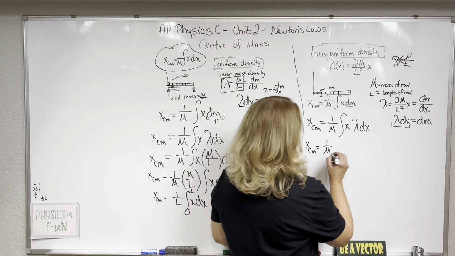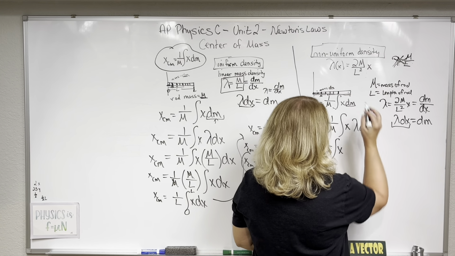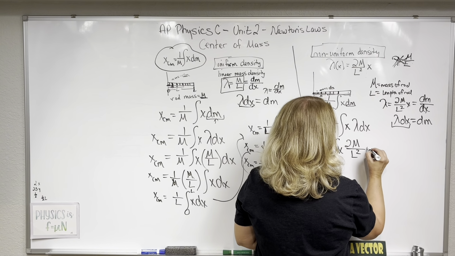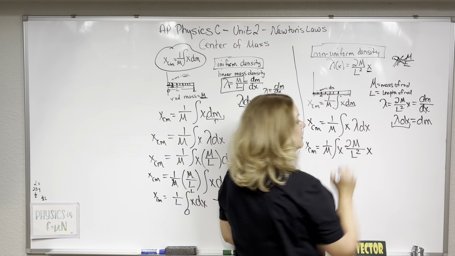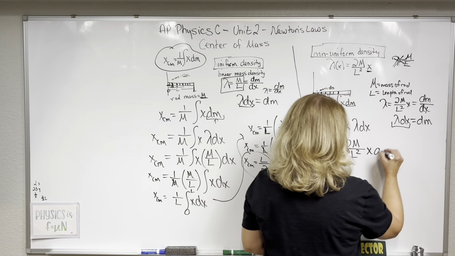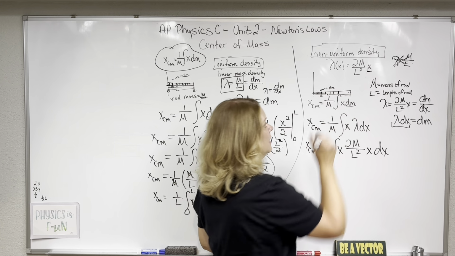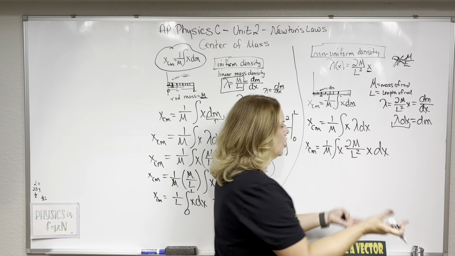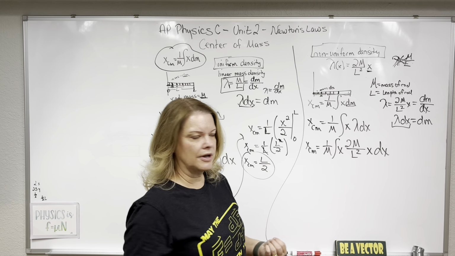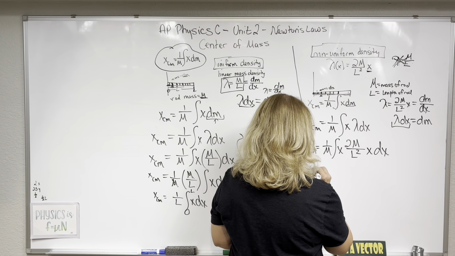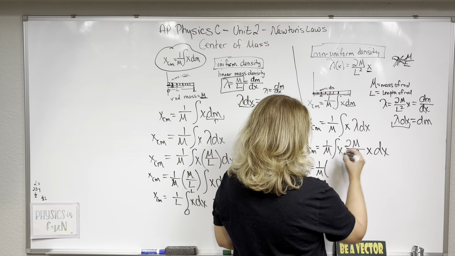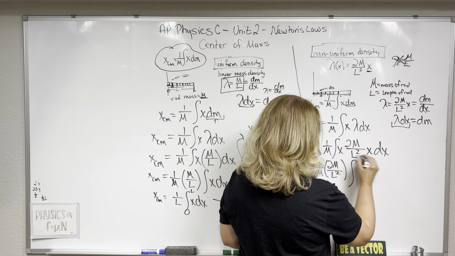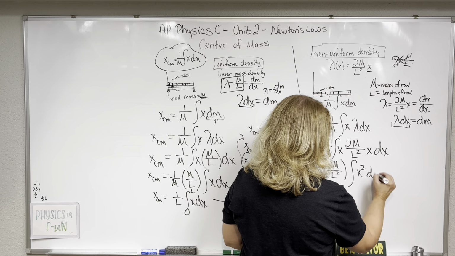So we have 1 over m, x. My lambda is 2 times the mass of the rod over the length of the rod squared, times x. Don't forget, we have an x there now, dx, because that linear mass density is changing as x changes. Now, just like always, I'm going to take out all those constants. So I have 1 over m. The mass of the rod doesn't change, the length of the rod doesn't change, and I have x squared now, dx.